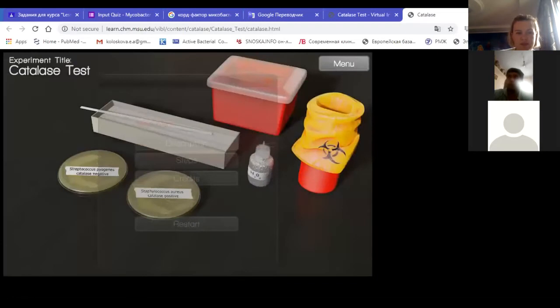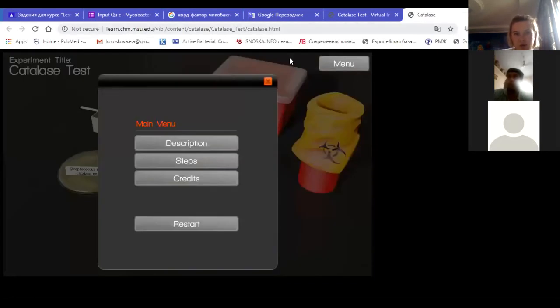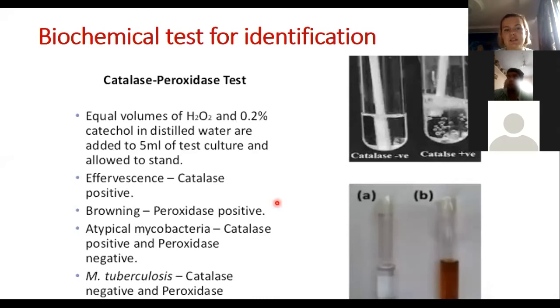We completed this test. Now I want to continue to demonstrate it. I hope you understand, and this is dependent. What result can we explain? If catalase positive and peroxidase negative, it is atypical mycobacteria. If catalase negative and peroxidase positive, we will interpret it as Mycobacterium tuberculosis.